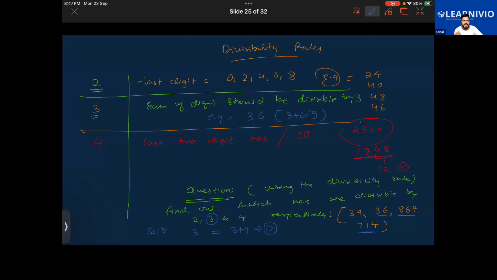Simply find the sum now. 8 plus 6 plus 4. How much is it equal to? Find the sum of the digits now. We have to add them all.